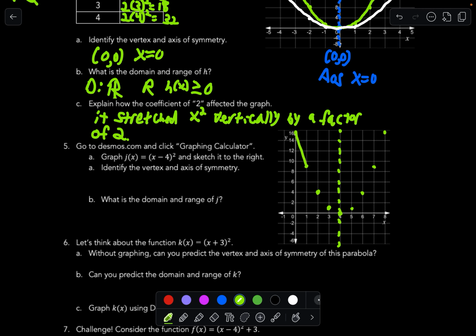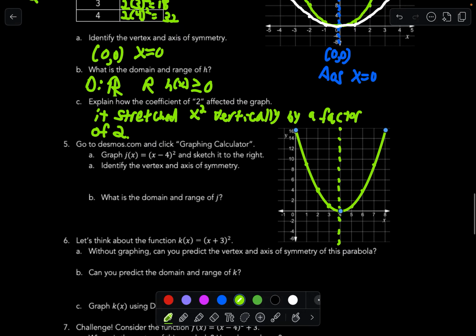And so you would just connect it with a nice parabolic curve. And there you go. Okay. The vertex is at 4 comma 0. The axis of symmetry is x equals 4. What's the domain and range? The domain is all real numbers. And the range is y is greater than or equal to 0 because it's above the x-axis. All right?